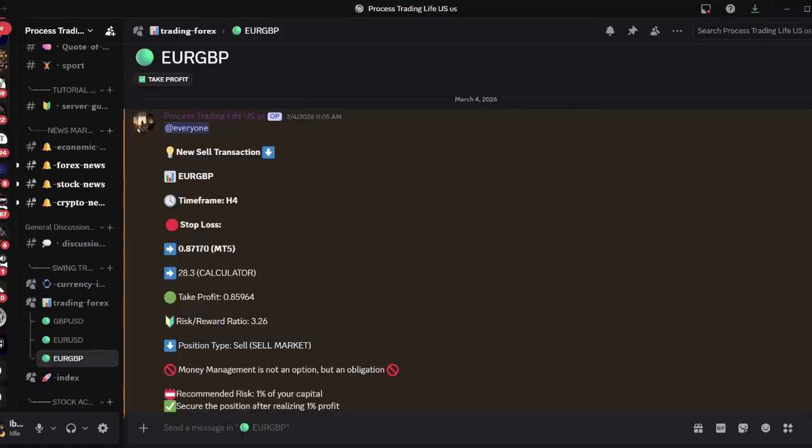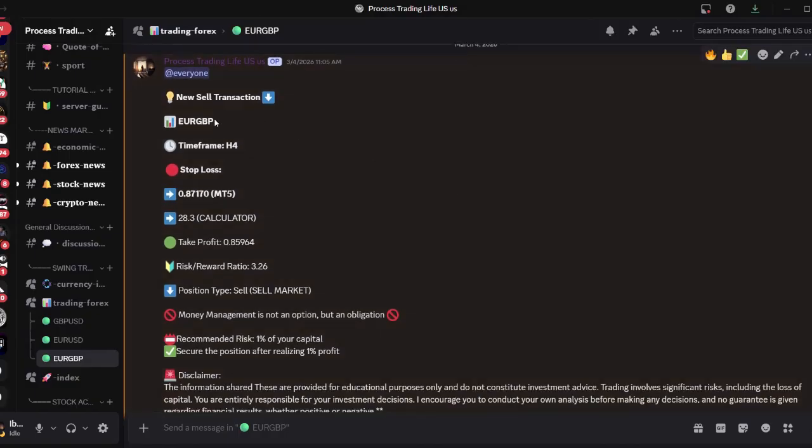Let's go. Currently we are on my Discord. It's on my Discord that I send all my positions. As we can see here, we are on the currency pair EURGBP, on the 4-hour chart. Here we have the stop loss to set in MT5, the stop loss to enter in the position calculator to calculate the risk. Here we have the take profit.